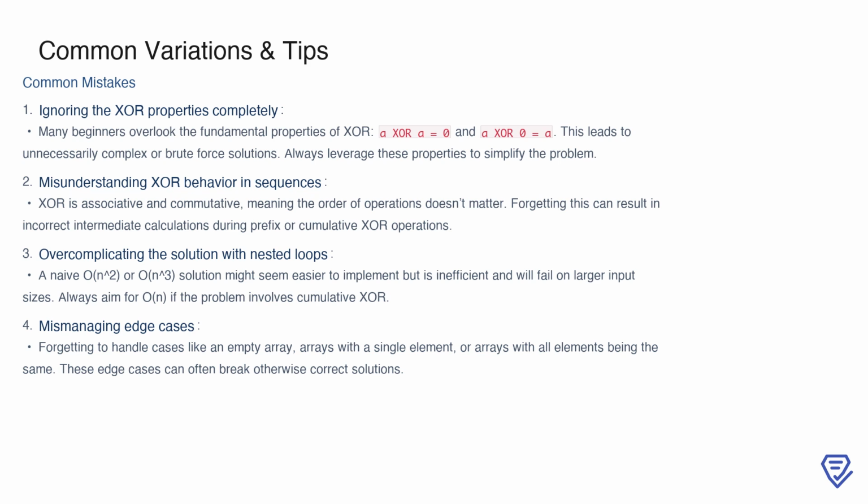Another frequent issue is overcomplicating the solution with nested loops. While it might seem straightforward to approach the problem with an O(n²) or O(n³) solution, these approaches are inefficient and fail on larger test cases. Instead, you should aim for a more scalable O(n) solution when the problem involves cumulative XOR.